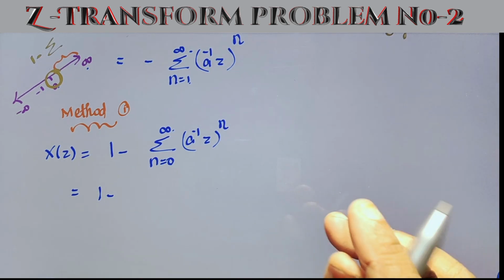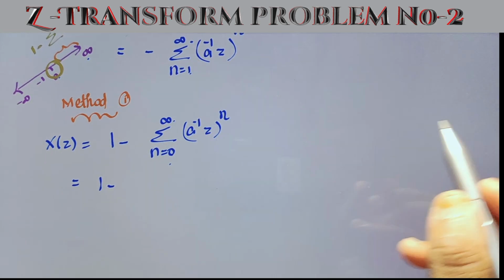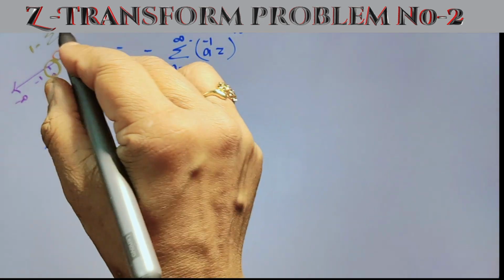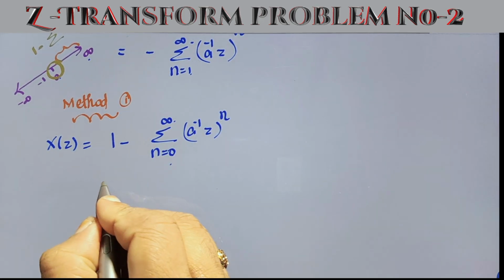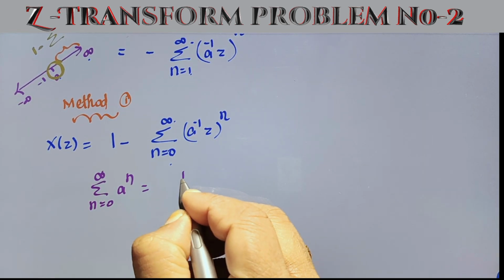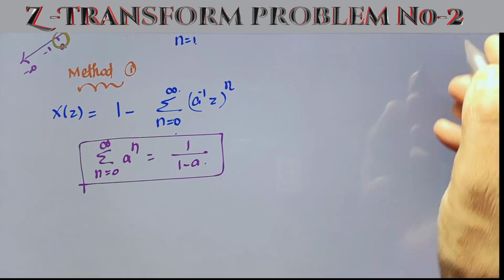1 minus, write the formula. We know the formula, summation 0 to infinity a power n formula, right? Here write the formula. See here. Summation n equal to 0 to infinity a power n formula is 1 by 1 minus a. This is the formula, no? Substitute the same formula here.